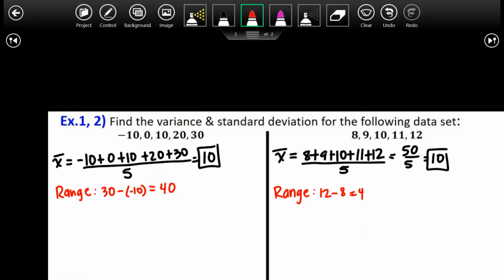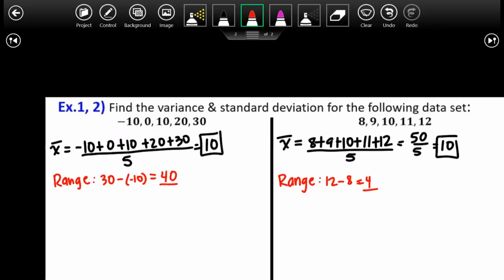Now, that's not going to always be the case, but we should be able to see that the numbers we range from are 40 numbers compared to only 4. And that's where we want to see where the standard deviation comes into play. So let's calculate the standard deviation.